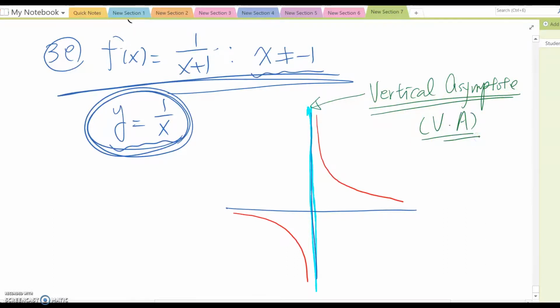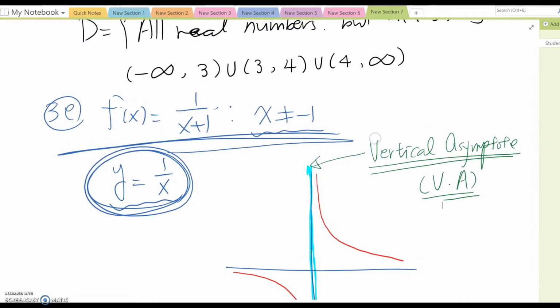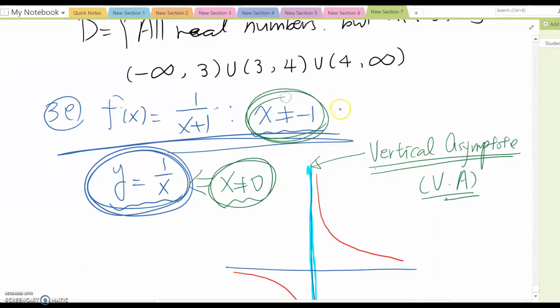Then now in this case, x cannot be 0, and this x equals 0 line, or the y-axis, is the vertical asymptote, which means that x equal to 1 is our vertical asymptote for this f(x) function. Okay, so let's compare what that means using GeoGebra again.